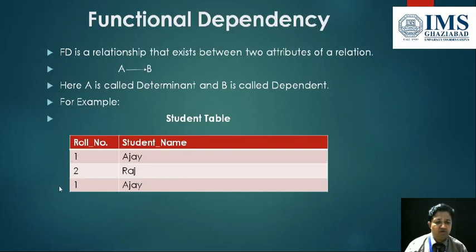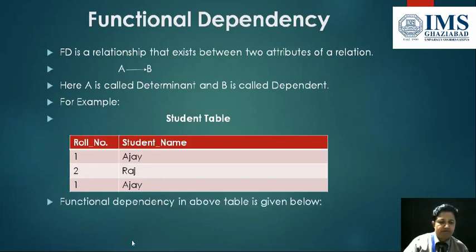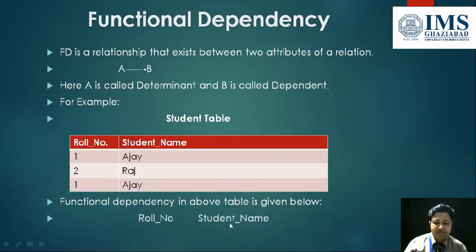So row number 1 and row number 3 are duplicate because student name is functionally dependent on roll number. So here in the above table, we have two attributes, roll number and student name. There exists an arrow between roll number and student name, and student name is functionally dependent upon roll number, or we can say that roll number functionally determines student name. Throughout the table, whenever such an attribute occurs, we find the same data, as we have seen in row number 1 and row number 3.